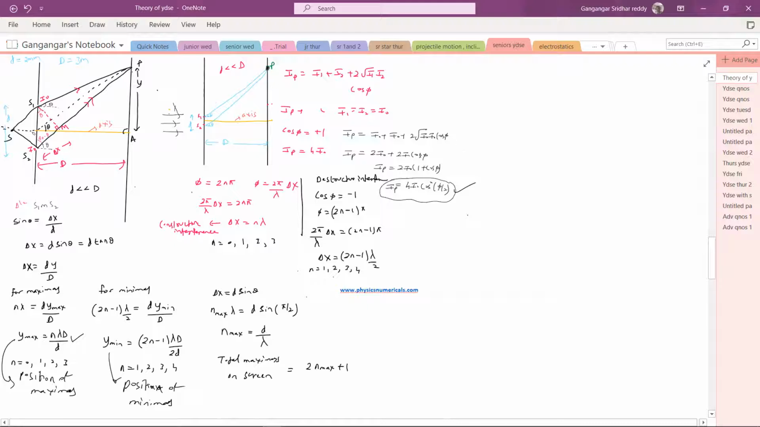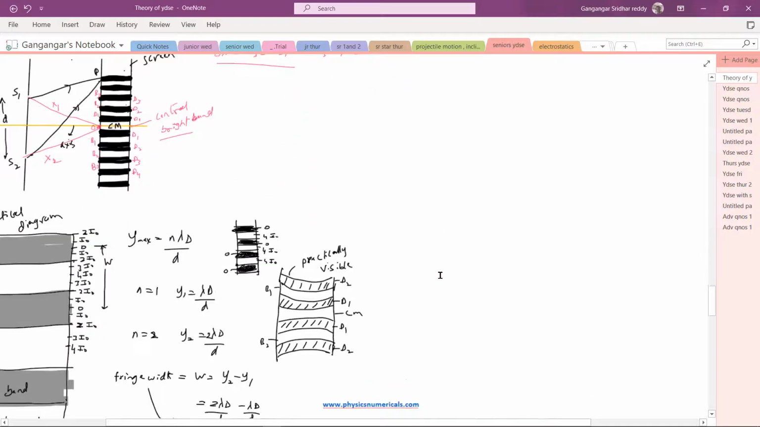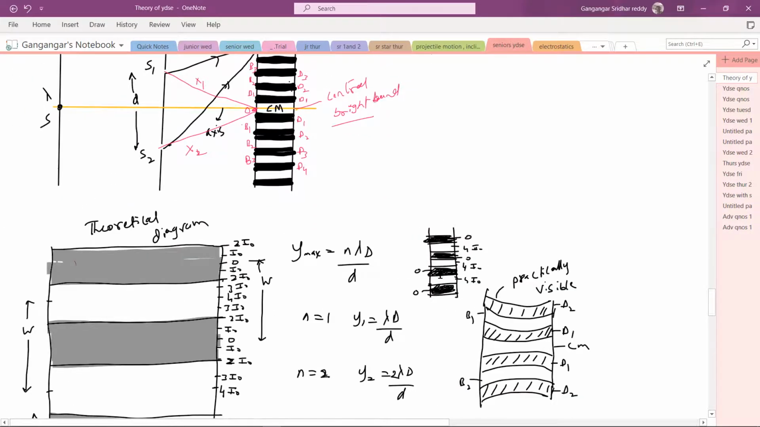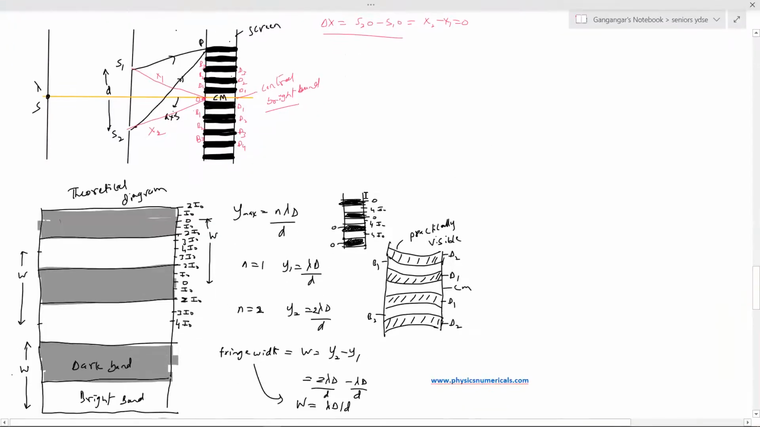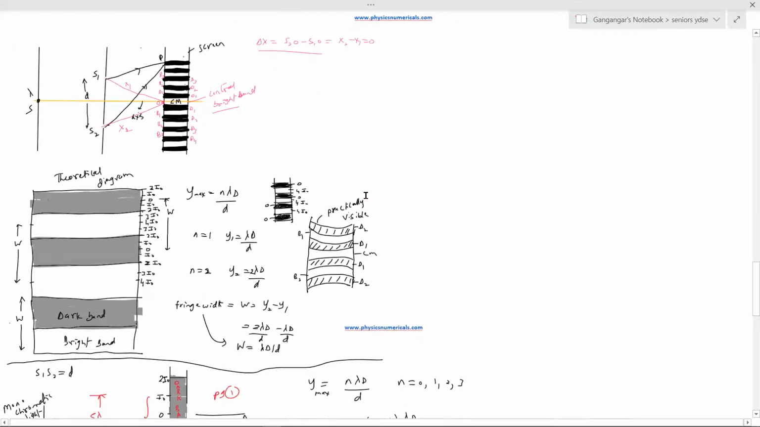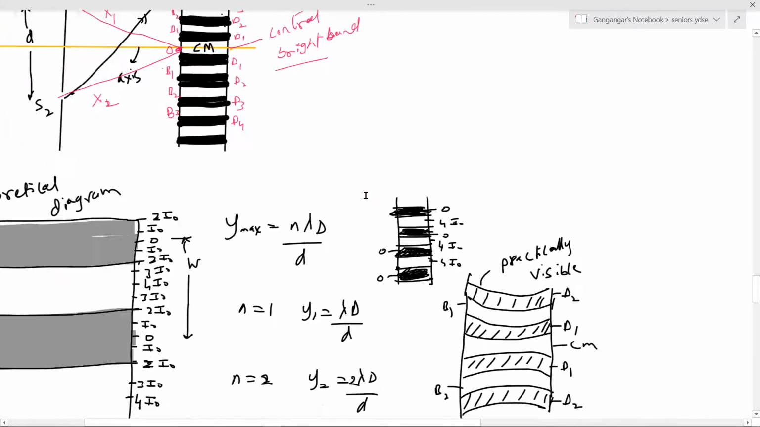Now let's come to this one. What is the intensity of different points on a screen? This is a very important discussion, and the total fundamental idea will be covered here.